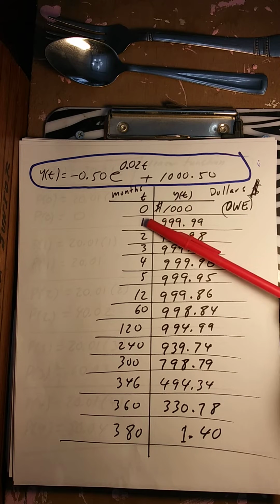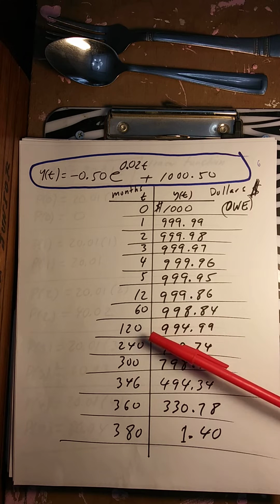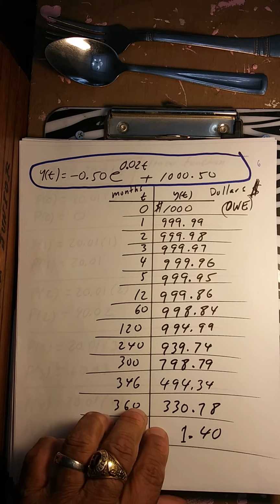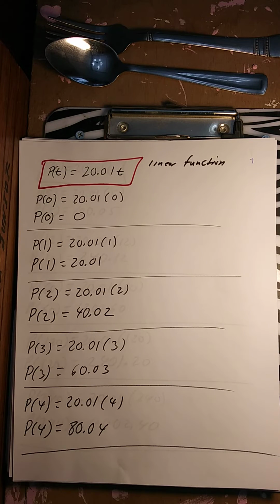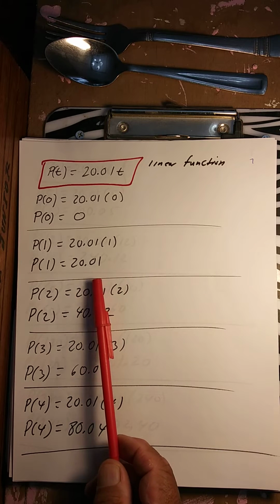0, 1,000, 1 month, 2 months, 3 months, 4 months, 5 months, 12 months, 60 months, 120, 240, 330, all the way to the last 380, which is $1.40 you owe. Now let's go to the payments you made. Zero payments, so you haven't paid anything. 1 payment, you paid $20.01.